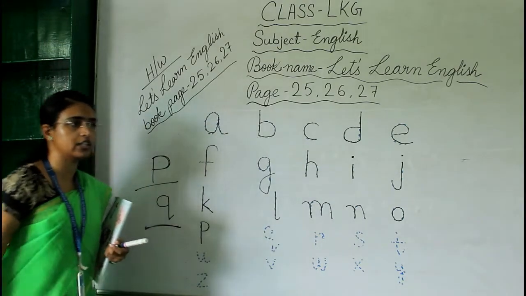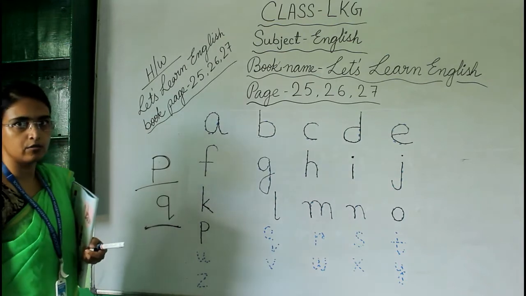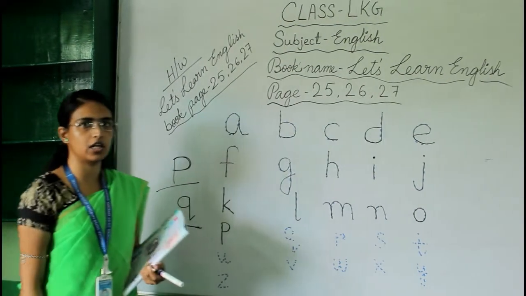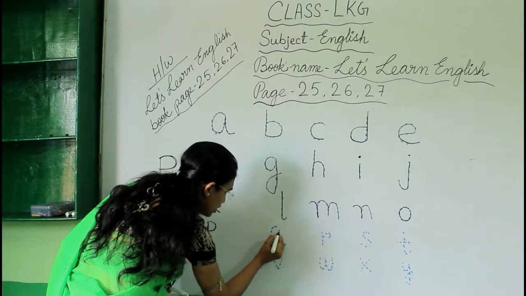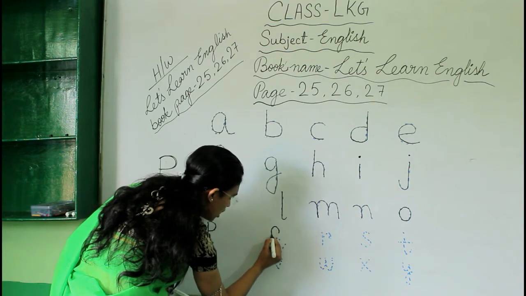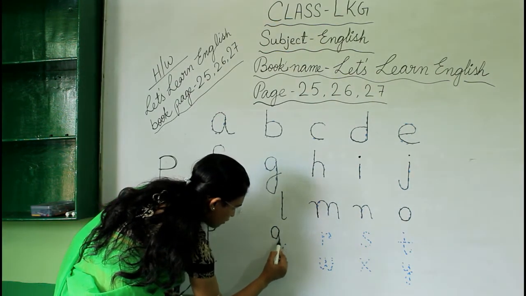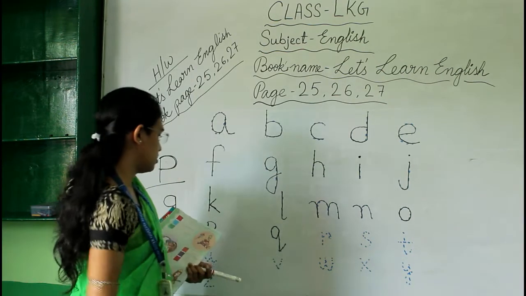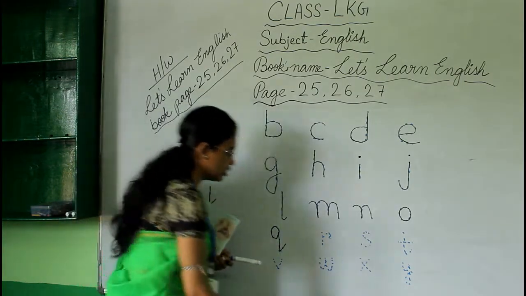Now we have already done small letter P. Now we are doing which one? Yes. Now we have to do small letter Q. For this, what we have to do? First we have to draw a circle or a curved line. Then you have to draw a straight line. Then you have to draw a slanting line. This is small letter Q.